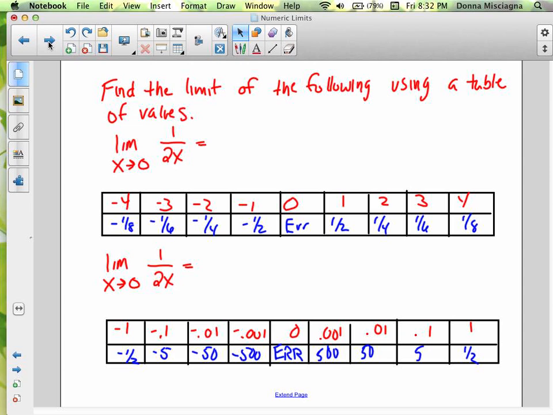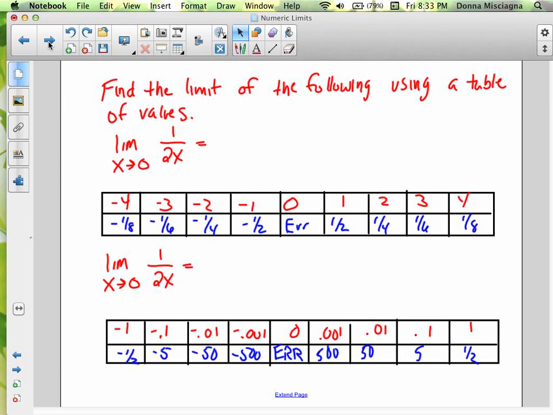And let's see what we get. Right? So we know that when we had -1, we had 1/2. When we had -0.1, we have -5. When we have -1/100th, we have -50. So look what's happening to the values.